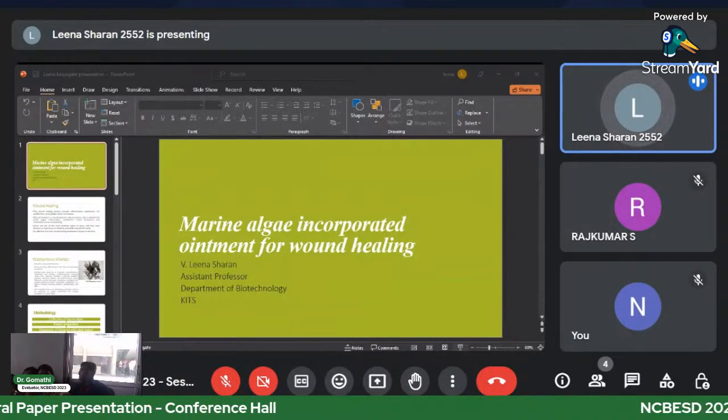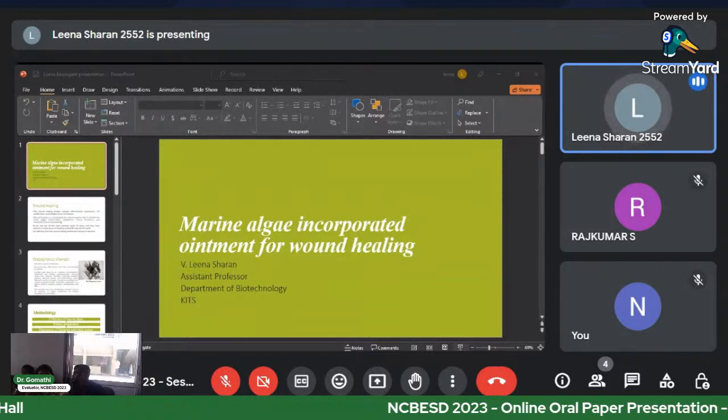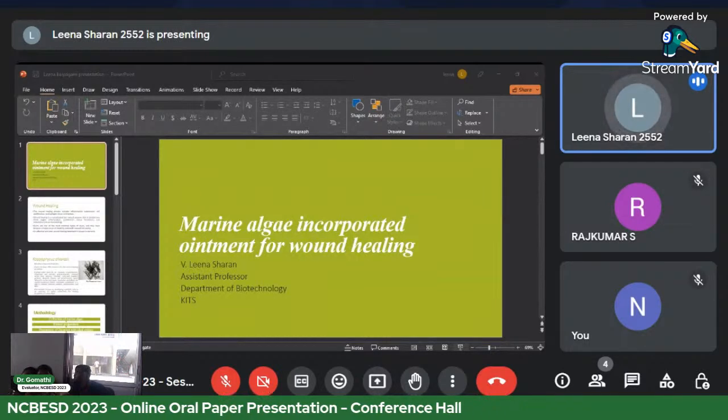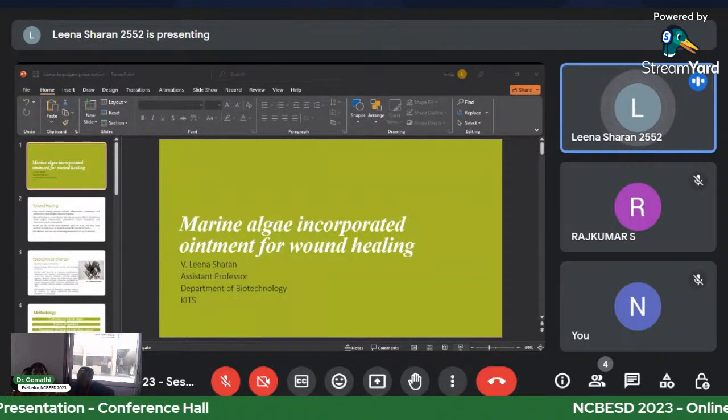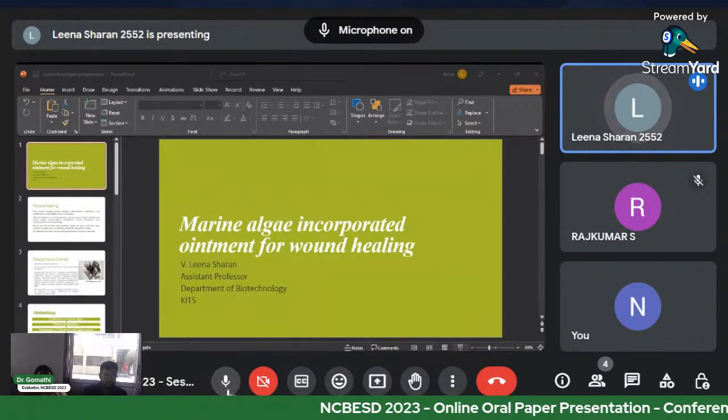So the methodology includes collection of marine algae, extract preparation, preparation of ointment with algal extracts, in vivo studies, and biochemical and histopathological studies. So we prepared a simple ointment base to which 5% of Kappaphycus alvarezii extract has been added.